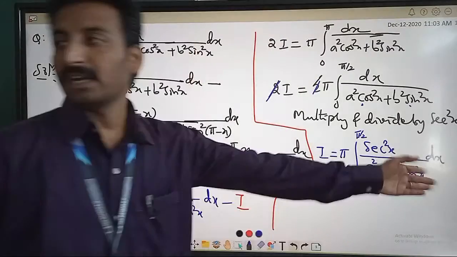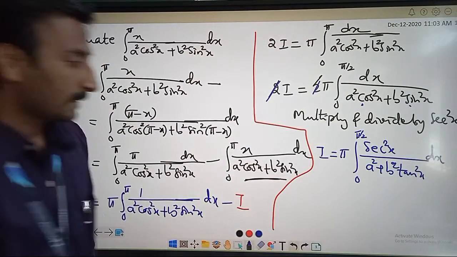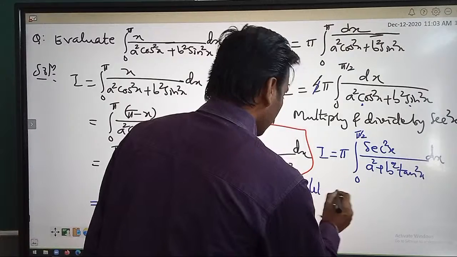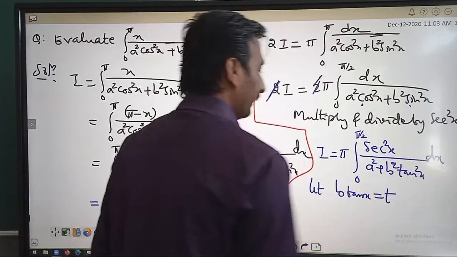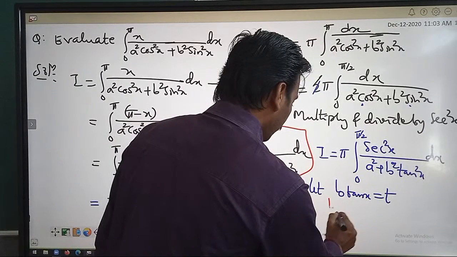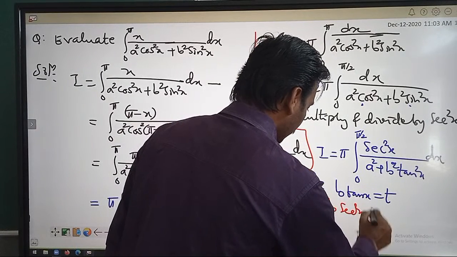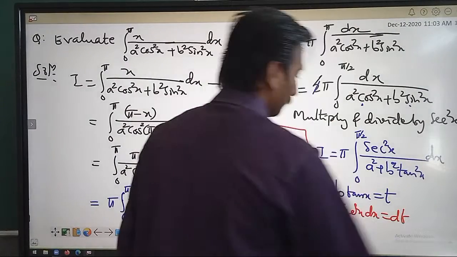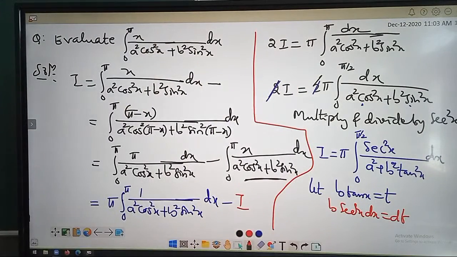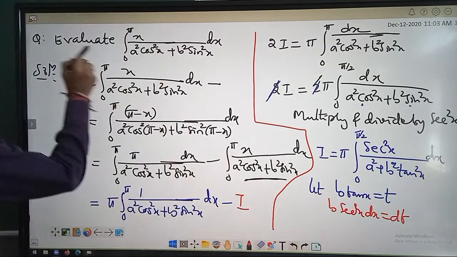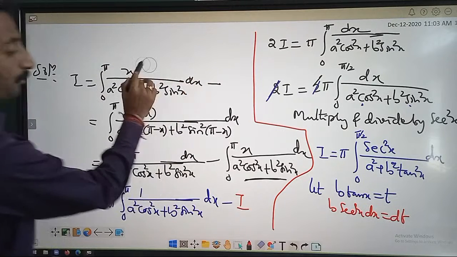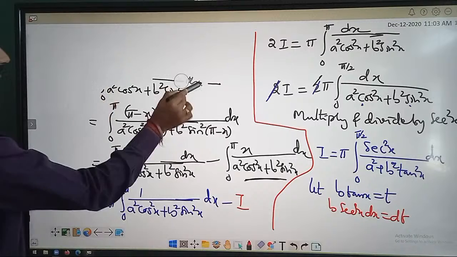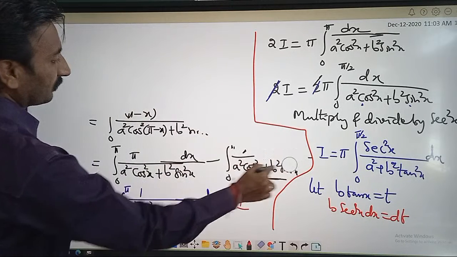Next, as I said, put tan x equal to t. Let b tan x you can take also. b tan x equal to t. What do you get as the derivative? b into secant square x dx equal to dt. So secant square x dx equal to dt. But actually I don't have b secant square, so I take b to the right side now. Correct?